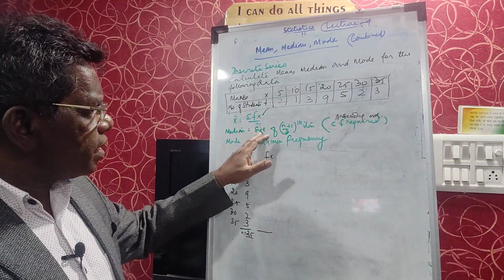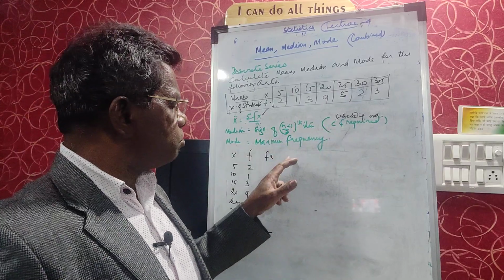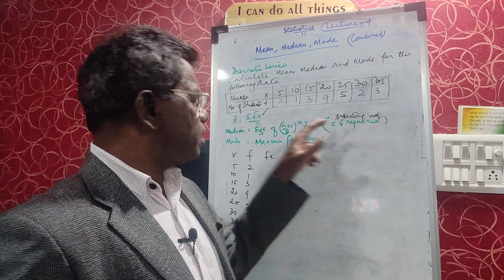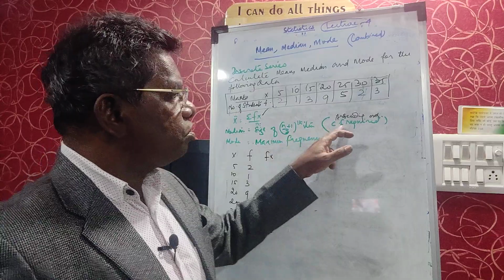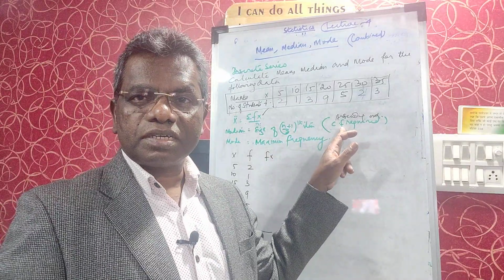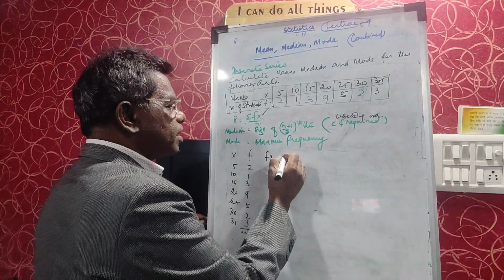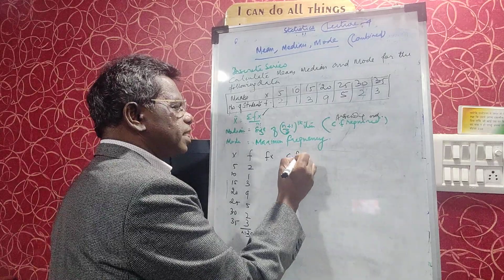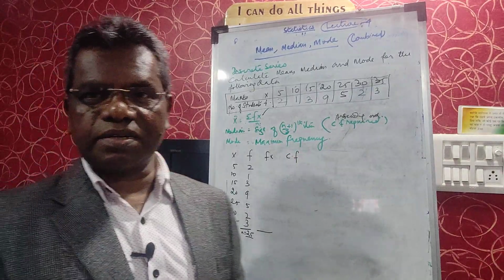Let us do the median. For the median, what you need to do? You need to arrange the data into ascending order, which is already done. You need CF. So you need to make a column of CF. This is for the sake of median.